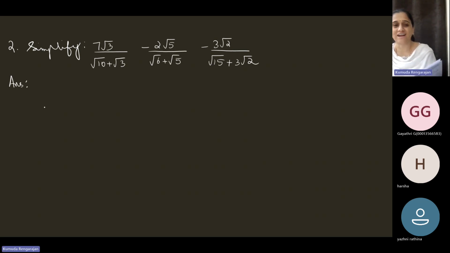Should not take things for granted. Okay, you are right, darling. Rahul is right. Root 30 minus 3. You're right, Rahul. Others, check where you have gone wrong.